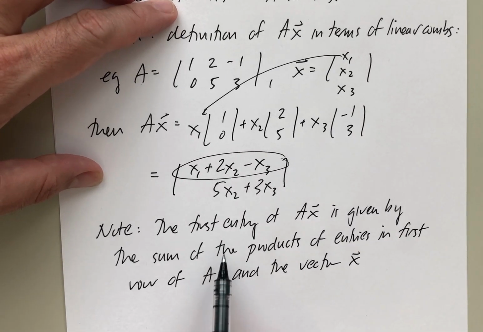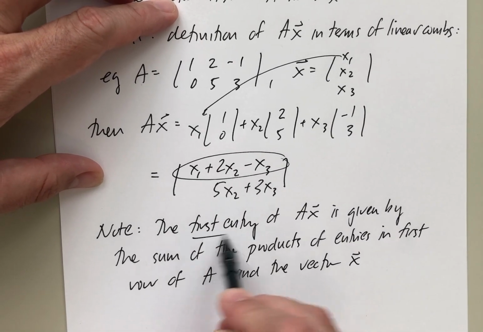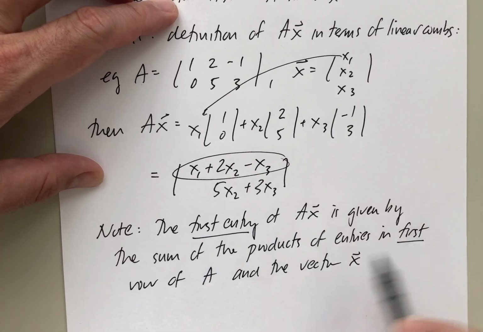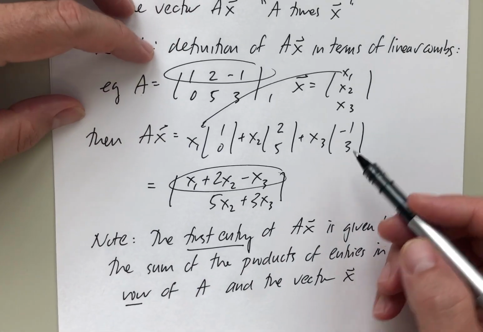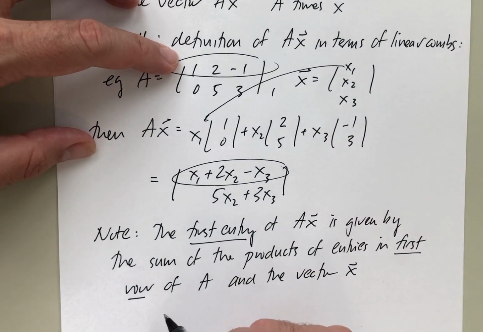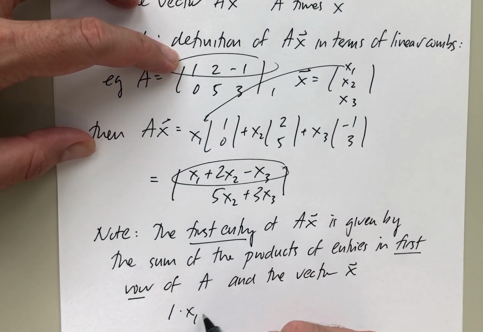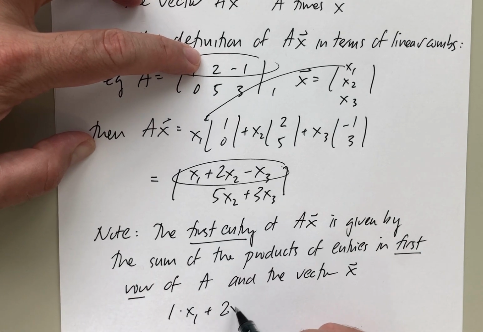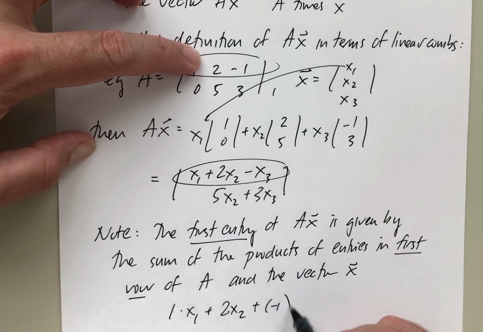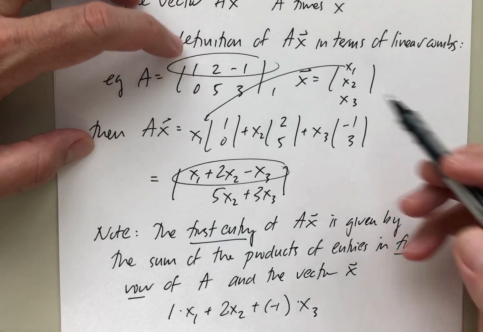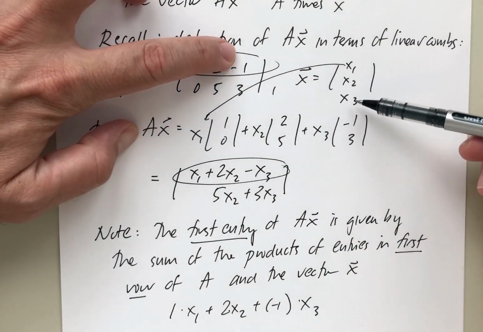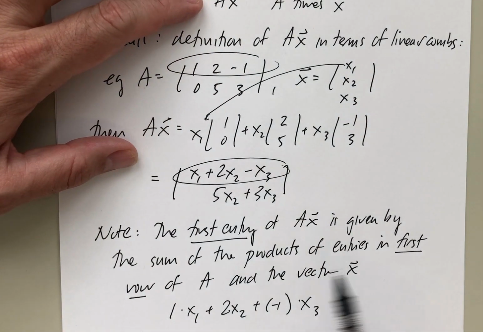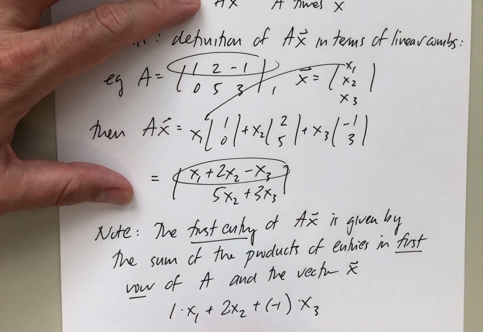That's maybe a mouthful here, but the point that I'm trying to get at is that the first entry of Ax is given by information in the first row of A. So if I look at that first row, I take 1 times x1 plus 2 times x2 plus minus 1 times x3. I took the first entry times x1, the second entry times x2, the third entry times x3, and I added them all up. And that's what I got here.